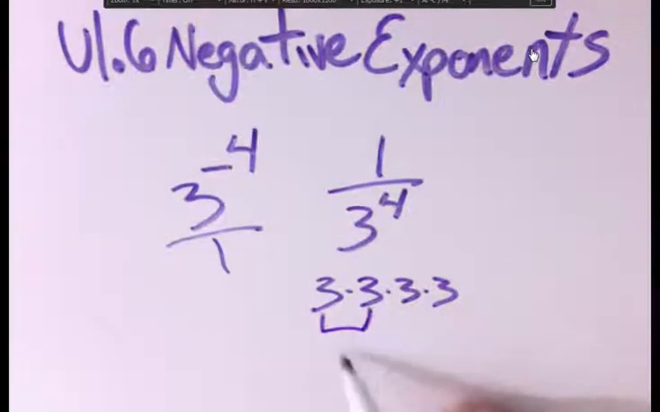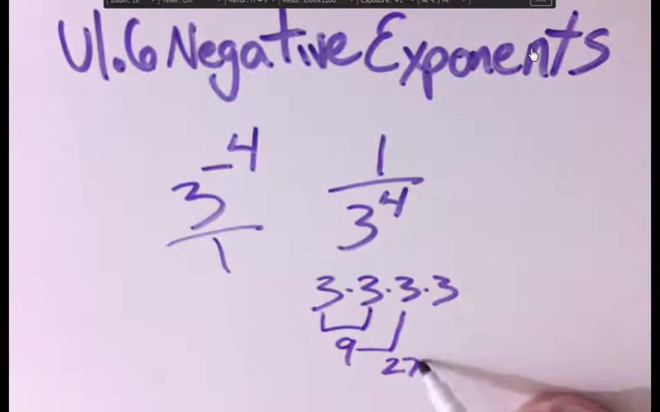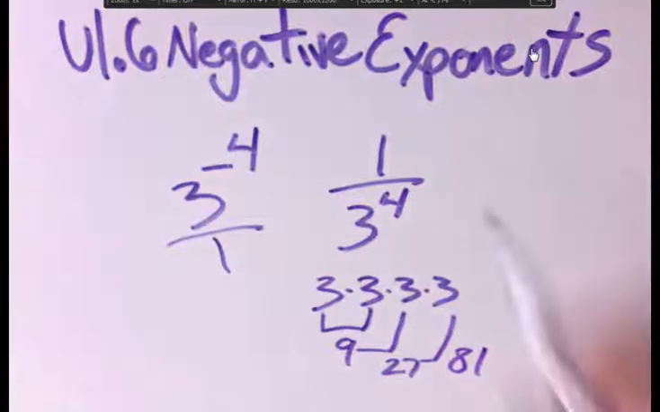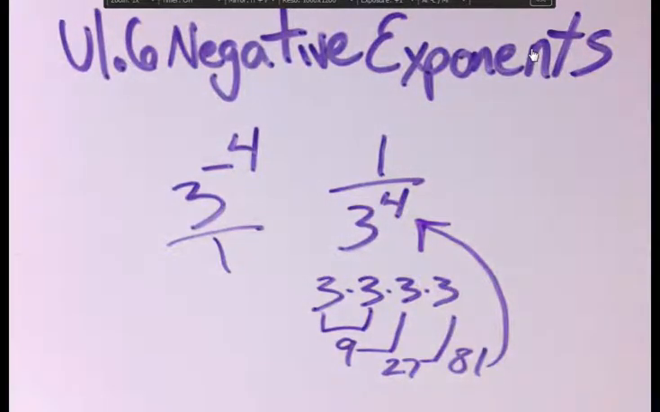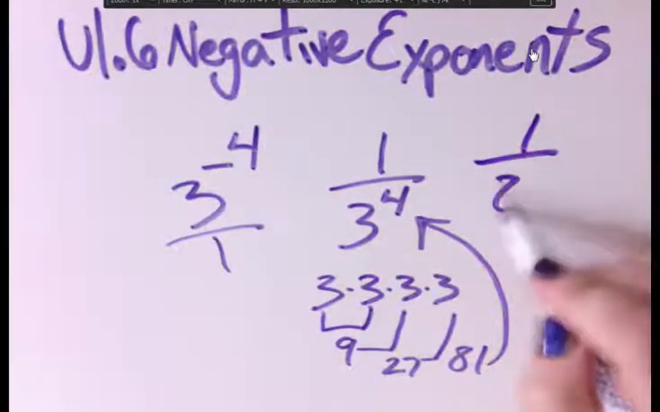So it's 3 times 3 is 9. 9 times 3 is 27. And 27 times 3 is 81. So we can substitute 81 in for 3 to the 4th. So our answer is going to be 1 over 81.